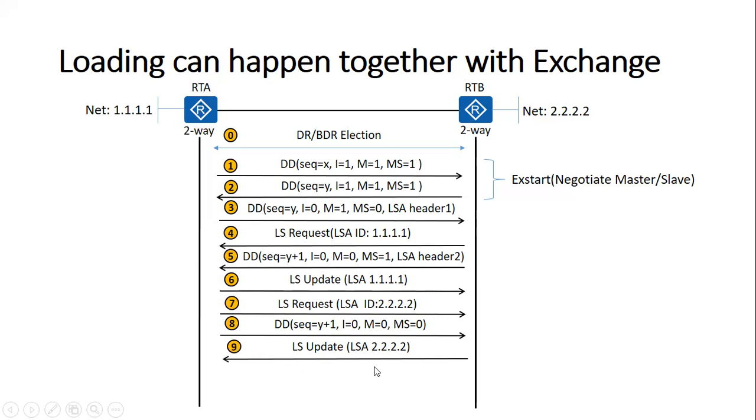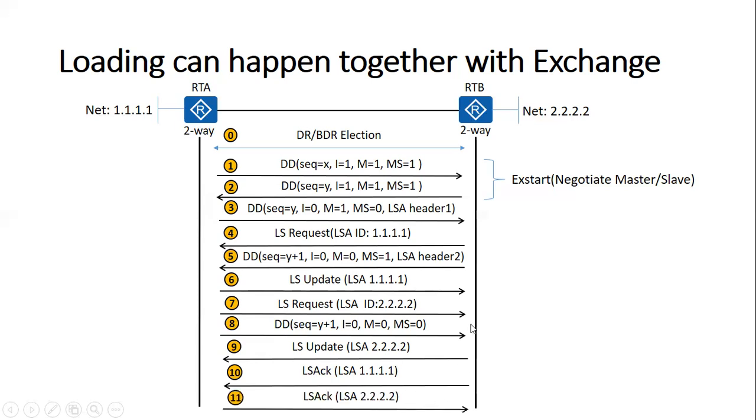To acknowledge. And also RTB, when it's sending, will also send an acknowledgement for receiving this request. So it will send a link state update saying that I received 1.1 successfully. And then RTA will send a link state acknowledgement for receiving 2.2. So it will send an acknowledgement.